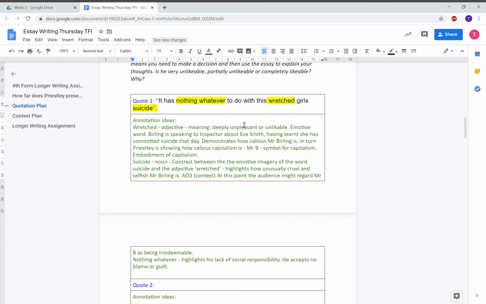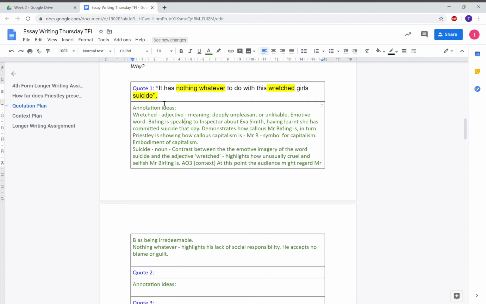So what I'm going to do is read this to you one more time, and then I'm going to set you off to complete your task. So the quote is, "It has nothing whatever to do with this wretched girl's suicide." I've highlighted the key words that I'm going to zoom in on, and then my annotation ideas are as follows.